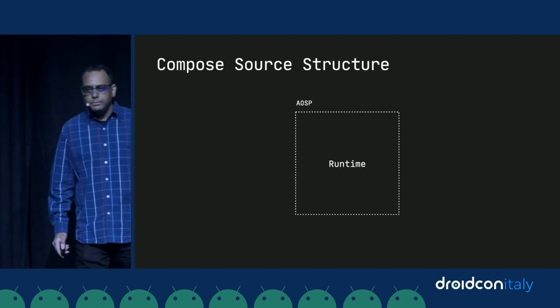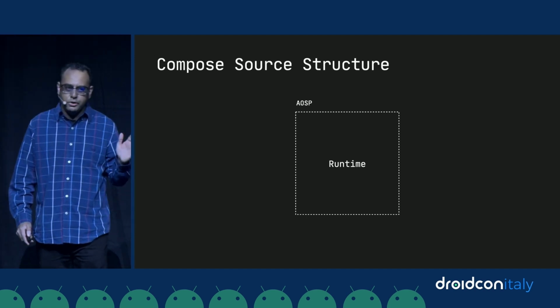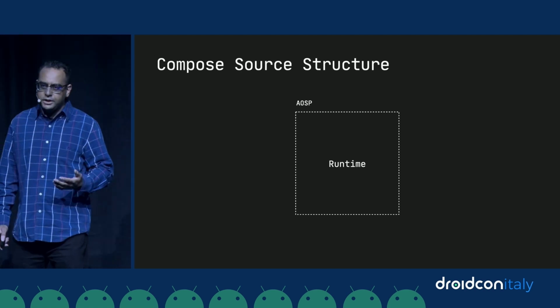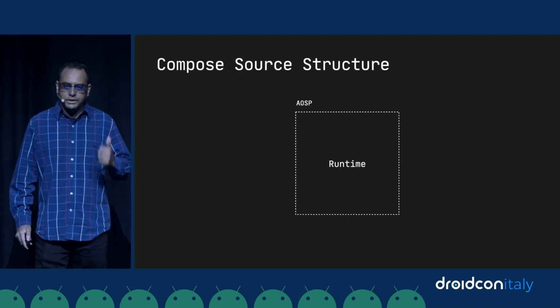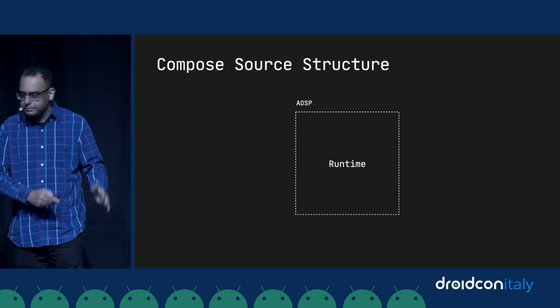So all the Jetpack libraries, all the source code for Android Studio lives in a repo called AOSP that you could check out. And the code that lives there is the runtime. Everything from the composer, the recomposer, all of the source code lives there.